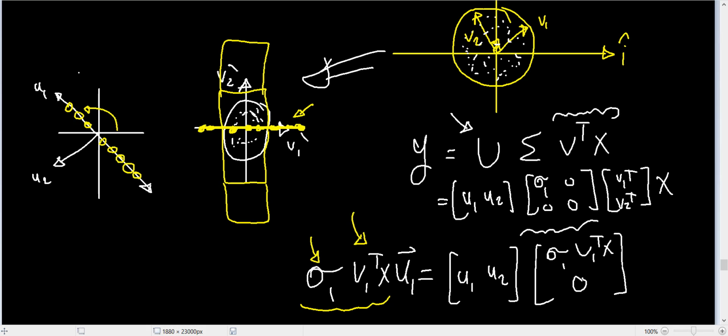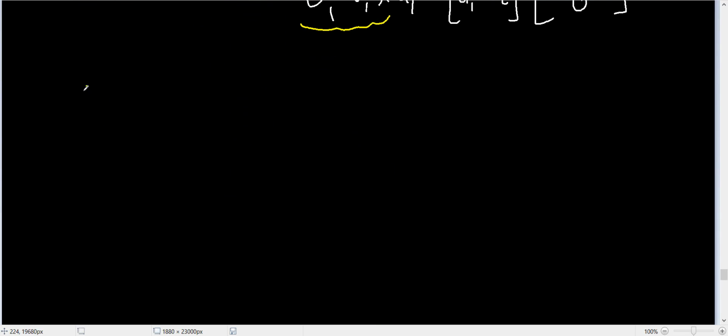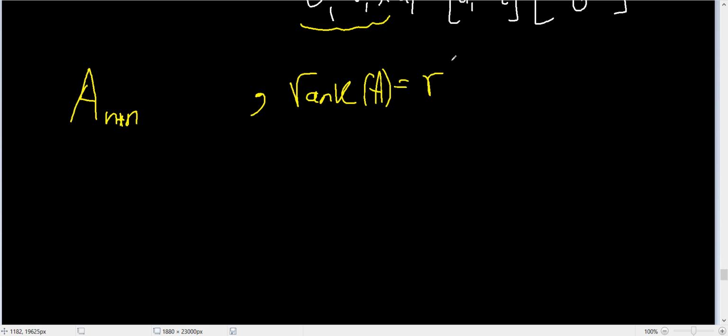Can we generalize the ideas presented before for a general square matrix A with a general rank R? Suppose you have a matrix A of dimensions n by n, and also suppose that the rank of this matrix is R. The rank of A is equal to some value R. What would be the singular value decomposition for this matrix?